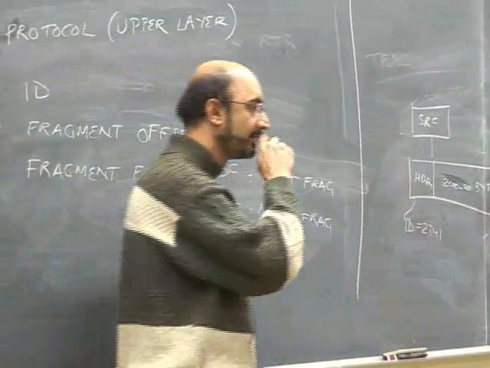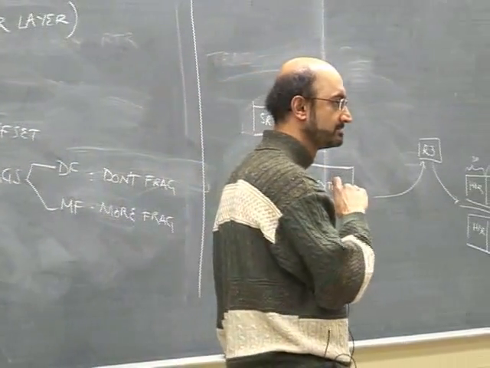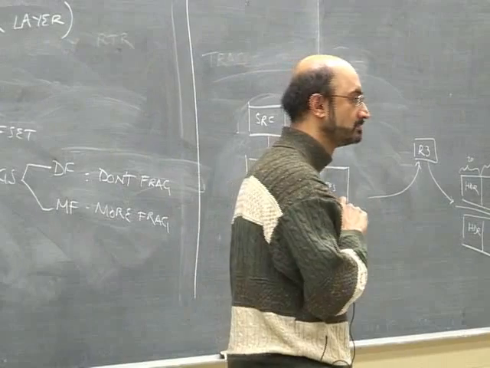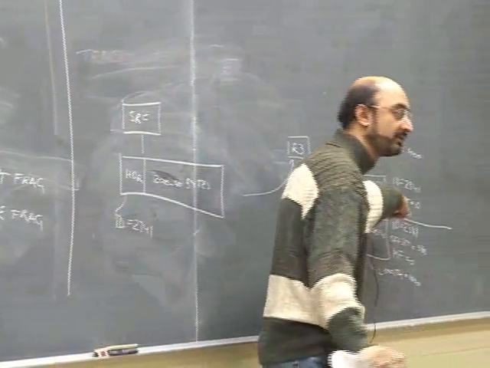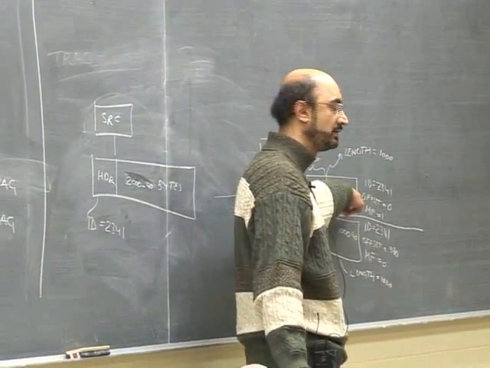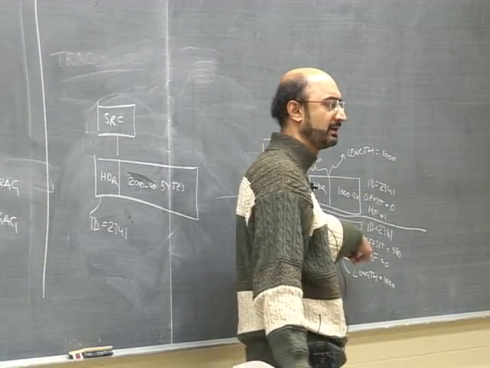So is there a way to differentiate the fragments? Seemingly they have the same ID. They're the same ID, but the offsets are different. The offsets tell you how far into the packet they are. Oh, okay.